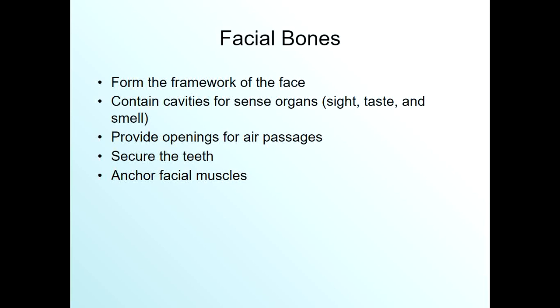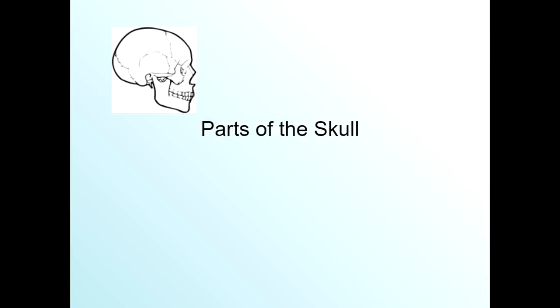So it's important that our facial bones are designed in a way that we can have these openings for us to be able to breathe and air to pass through them. We also have jaw bones that secure our teeth. And then there are a lot of places throughout our face where facial muscles are anchored so that we can do things like talk and chew and smile and frown and raise our eyebrows, along with all the different facial movements that we can make.